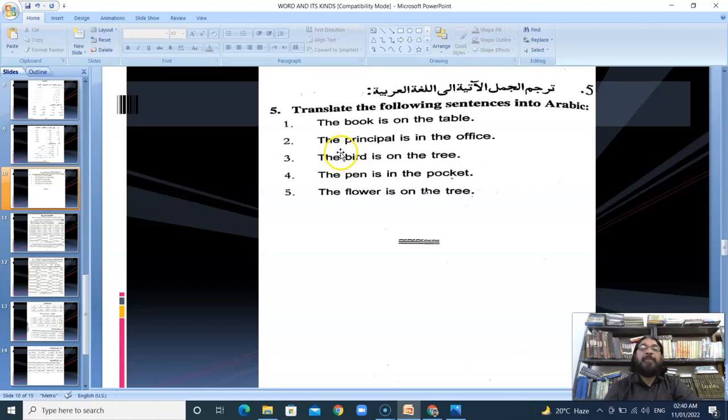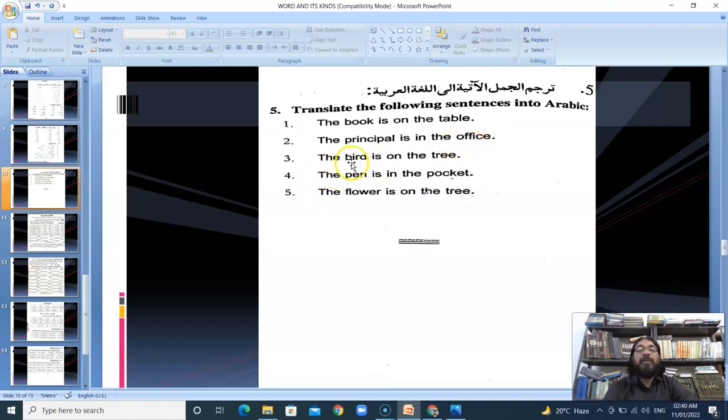The second one, the principal is in the office. Office, al-maktab. Principal, al-mudir. Al-mudiru fil maktabi.